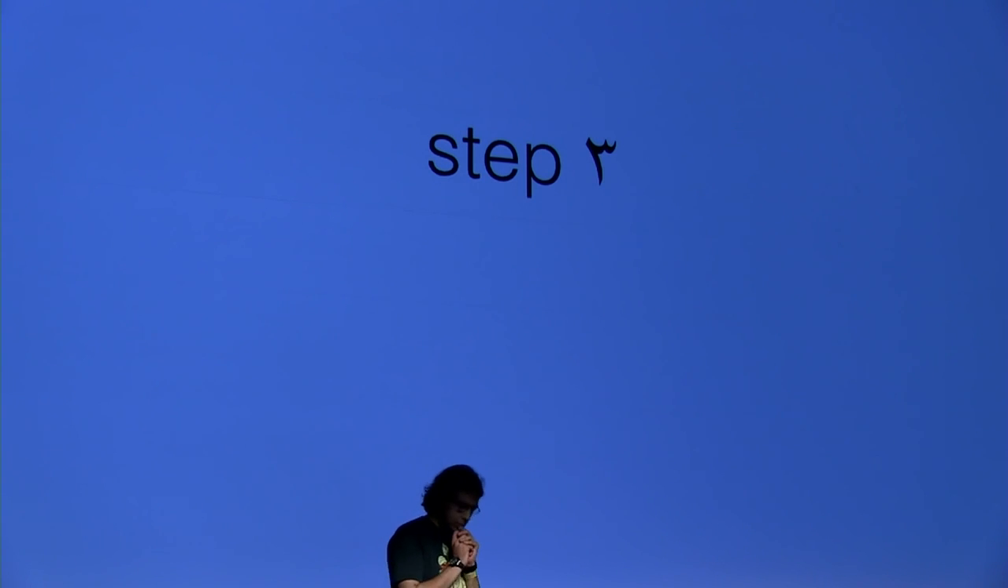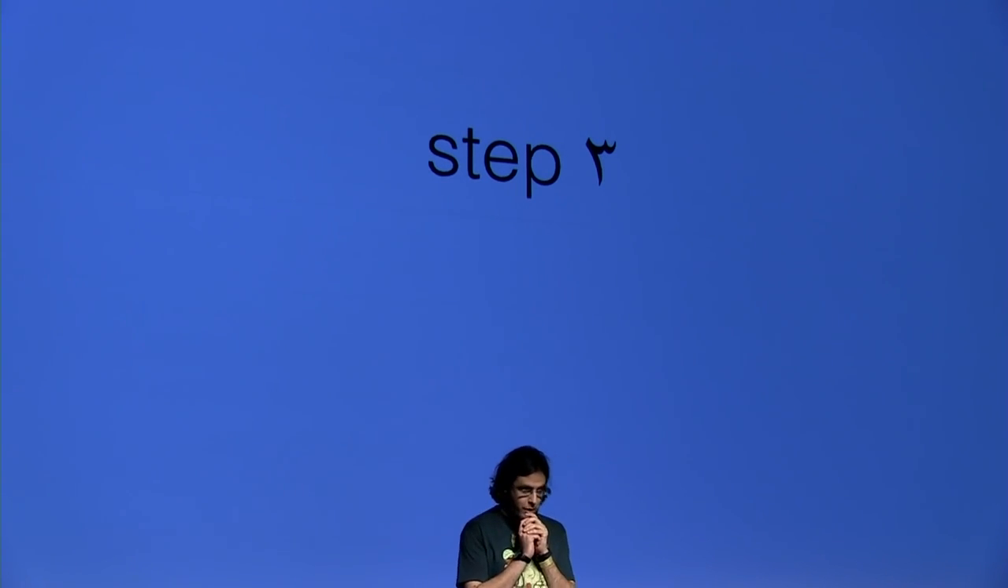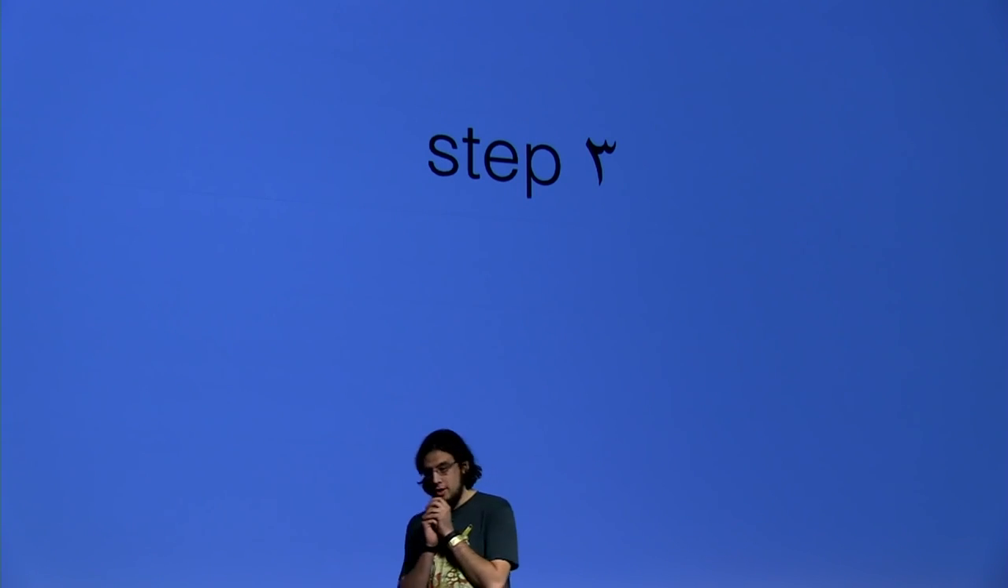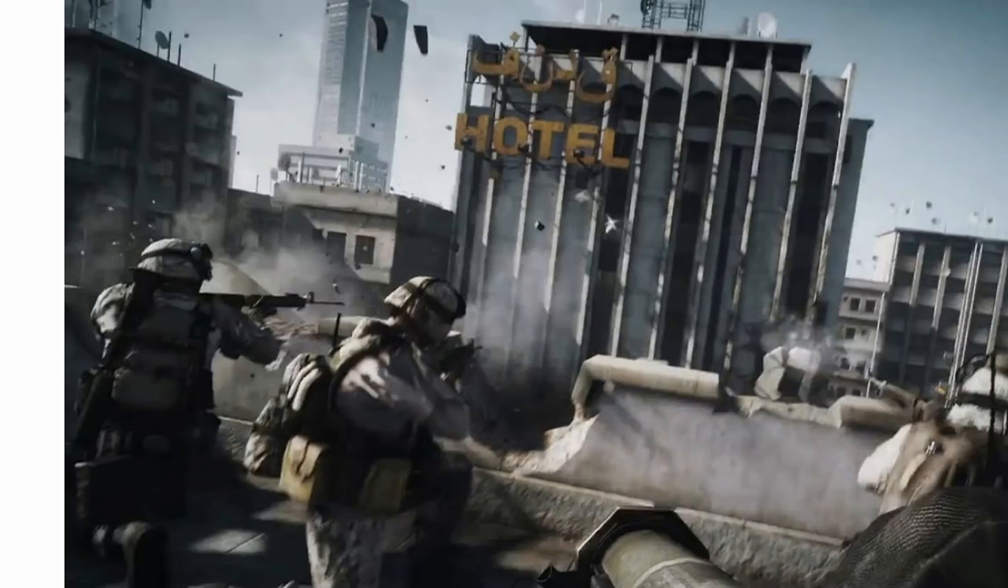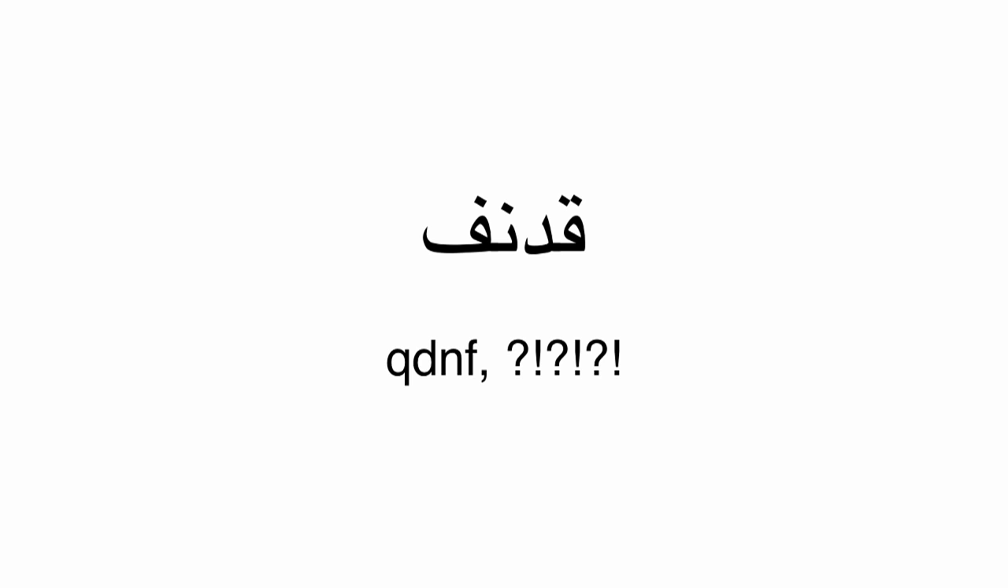So step 3. Let's see an image from a popular video game, and I want you to tell me what it says in Arabic. It's up there at the top. What does the building say? Let me take it out of the image because it's kind of unclear. Okay, let me connect the letters. Kadunf. Kadunf doesn't really mean anything. They just put a piece of gibberish on a big set piece in a video game.